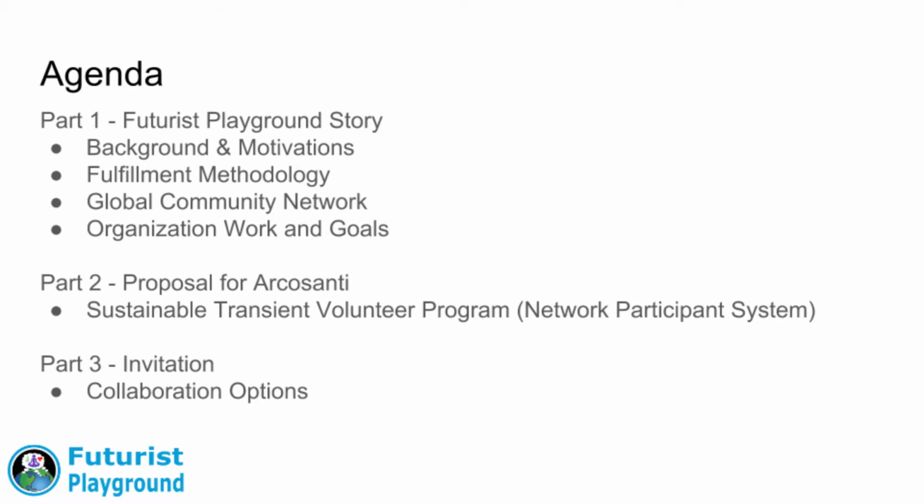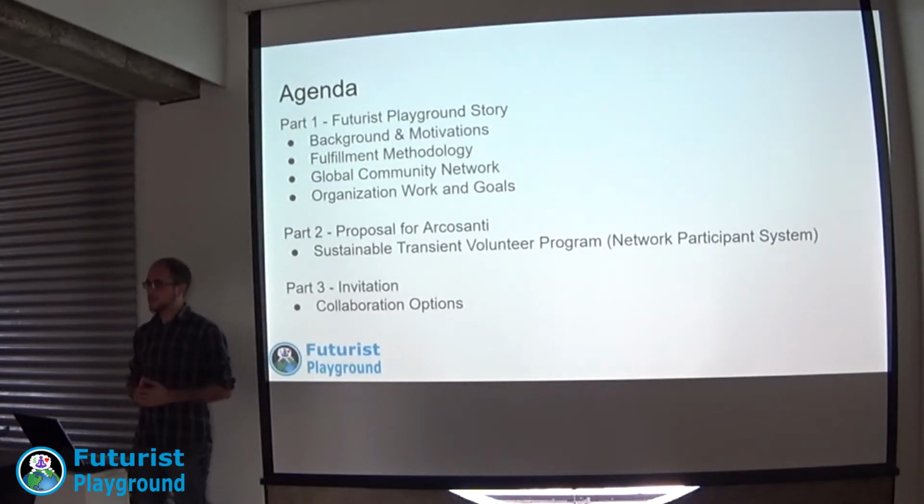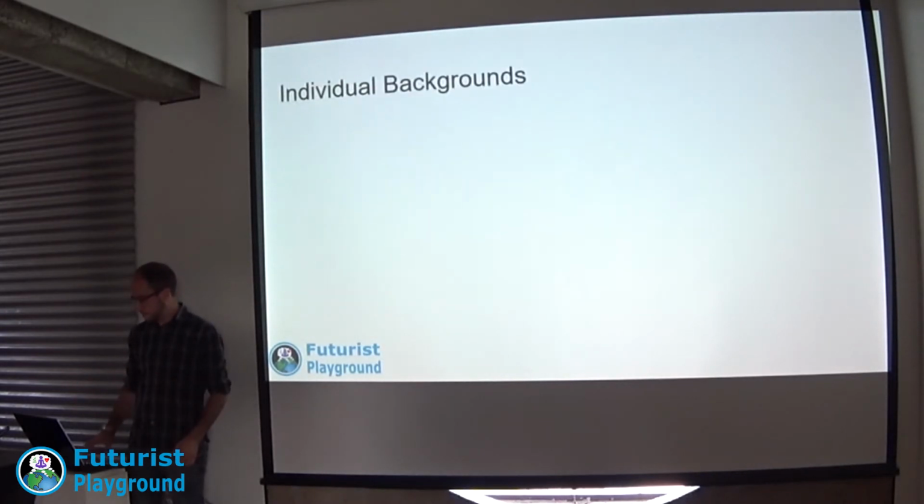people can get involved. The second part is specifically the proposal for Arcosanti, which is going into what a sustainable transient volunteer program might look like, what we're calling the network participant system. And finally, part three is an invitation for other people to collaborate with us, either for this specific project or with Futurist Playground as a whole.